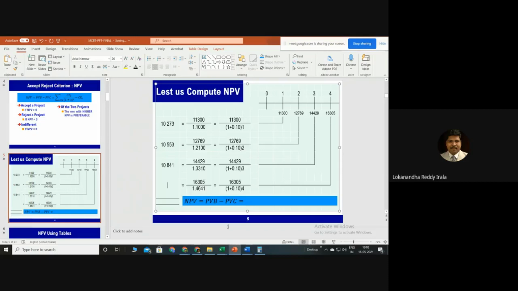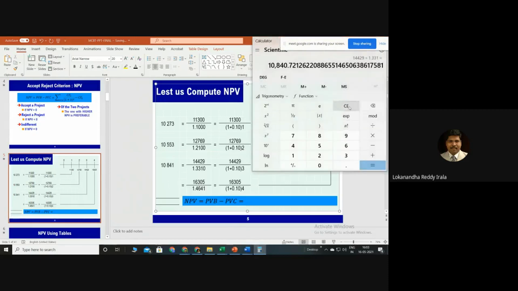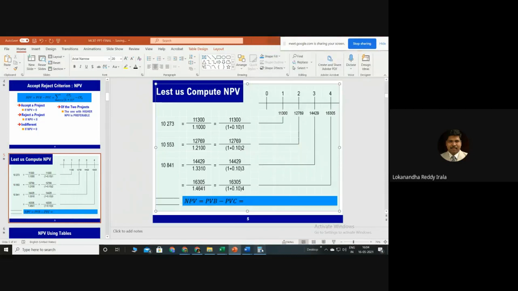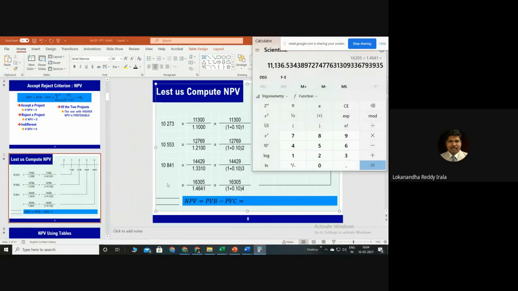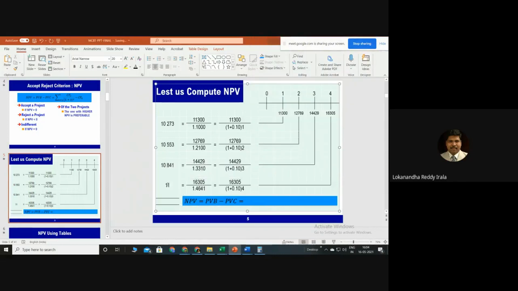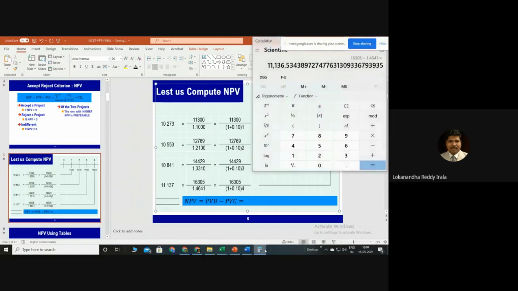Now we have 16,305 divided by 1.4641. 16,305 divided by 1.4641 is 11,137. So add all of them.